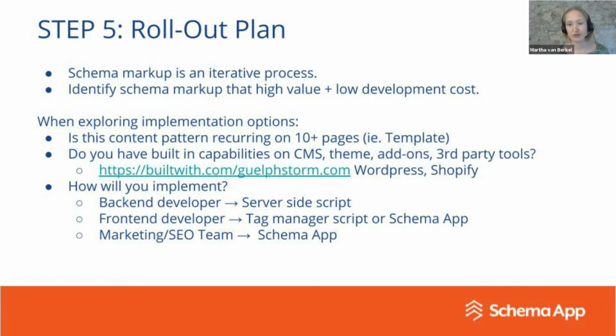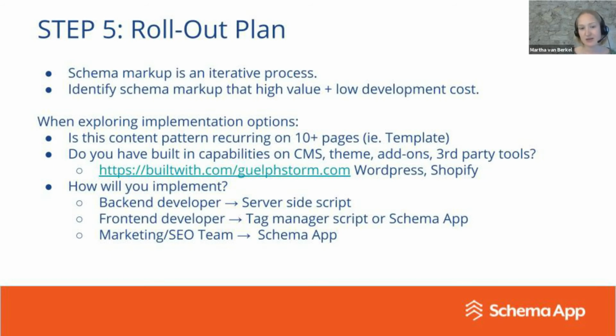The other thing we ask is, do you have built-in capabilities on the CMS or theme or add-ons or third-party tools available? So for example, for Guelph Storm, they have WordPress and Shopify, and so there's some out-of-the-box capabilities. They could use Schema App's WordPress plugin or a Shopify app that would allow them to have no need to engage a developer, but instead have their teams be able to do that and have that optimized immediately. And then the last question is, how do you want to implement? And we do bring this up because, if you have a back-end developer, you'd use a server-side script, a front-end developer, a tag manager, or if you like to have your marketing SEO team be able to do it yourself, you might use a tool like Schema App.